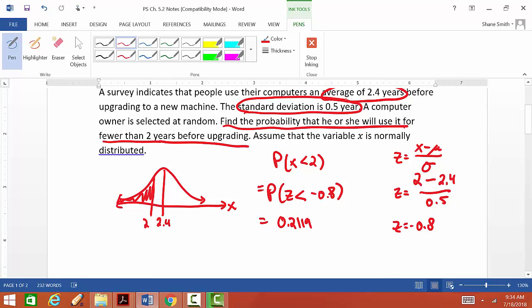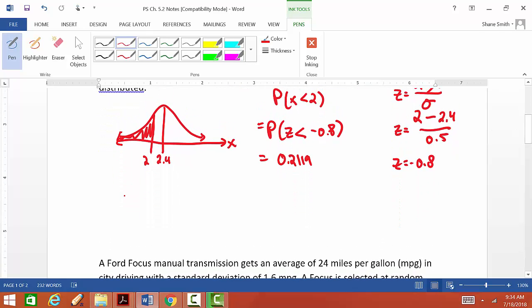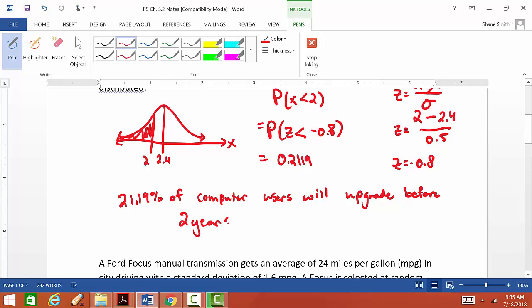And that's the probability that you will select someone that will use a computer for fewer than 2 years before upgrading. So 21.19% of computer users, because I will ask you to interpret these in complete sentences, of computer users will upgrade before 2 years. Okay? And that's basically how you do this. So really there's just that one added step. You just have to find the z-score, sometimes multiple z-scores if it's an in-between.